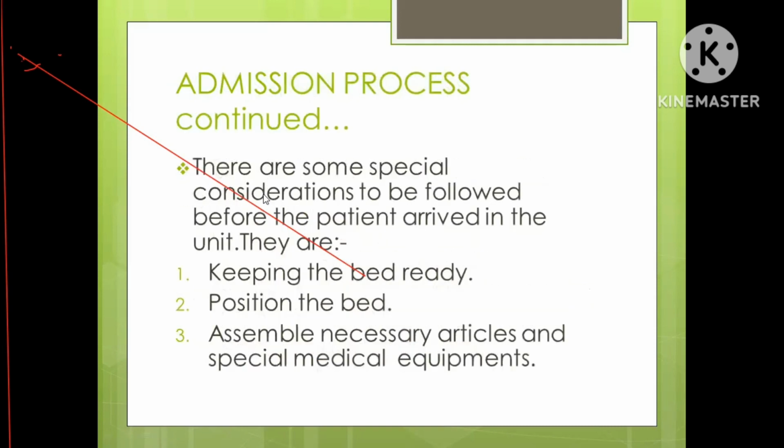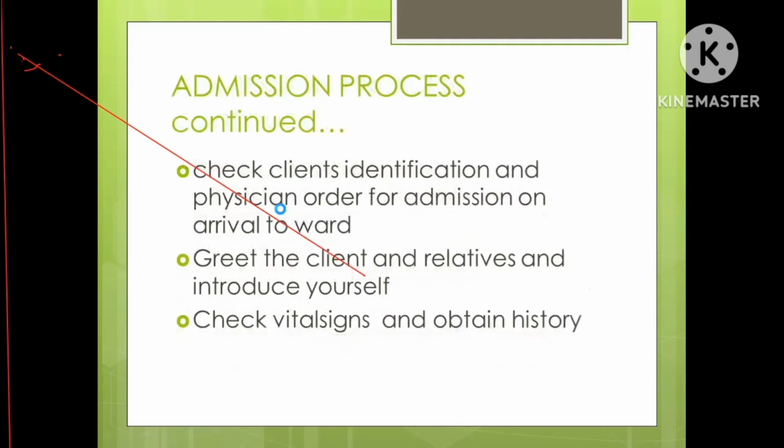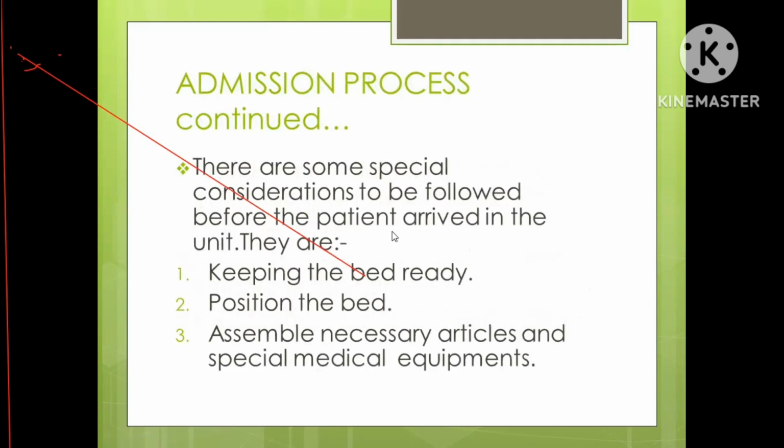Then there are some special considerations to be followed before the patient arrives in the unit. So now the patient came to the casualty, and there he got some treatments and emergency medications. After that, he is directed towards the ward or ICU. So what are the procedures? What are the requirements before the patient comes into the ward? Unit means ward or ICU.